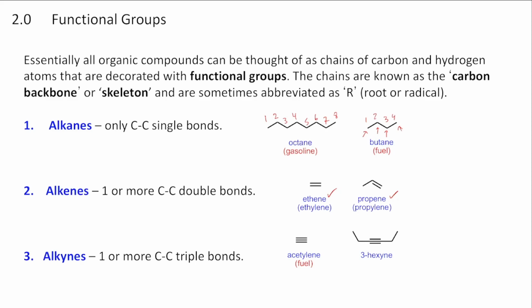Finally, if there is a carbon-carbon triple bond, we call these alkynes. Alkyne examples here are acetylene, which is used in welding torches. And here's just another random molecule, 3-hexyne. So this molecule would be a CH3, CH2, carbon triple bonded to another carbon, CH2, CH3. So these short-handed structures, these bond line structures, are much cleaner and much easier for an experienced chemist to interpret.